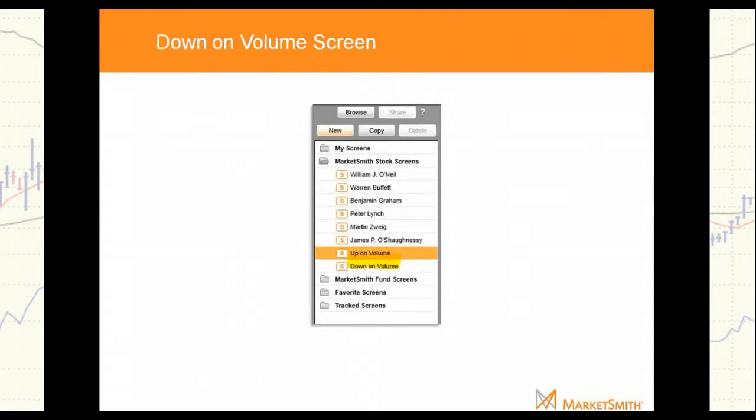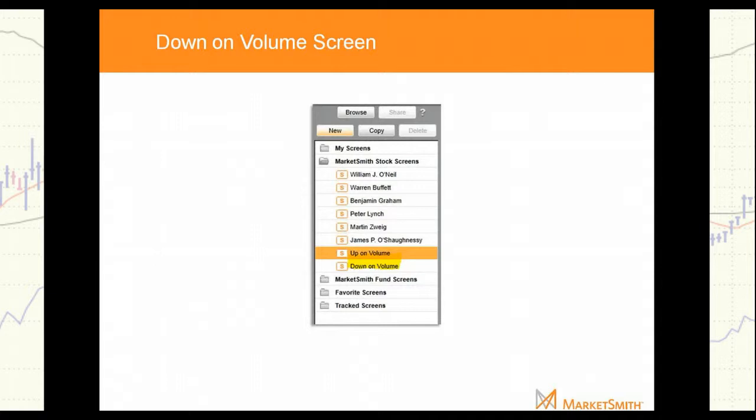Now, once you click on that up on volume, it's going to open up the screener, and what you will see is this up on volume is going to be highlighted here. Okay, so now the easiest way is right below there's a down on volume too. So after you go through your up on volume list, you can click on this down on volume right in the MarketSmith stock screens and see what's moving down on volume at that point. And so that will give you an idea of the market.